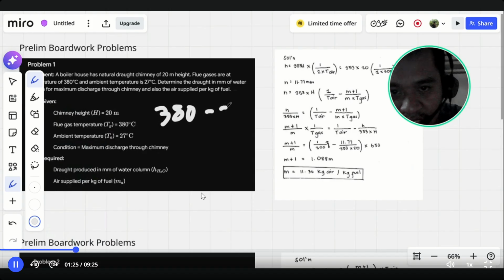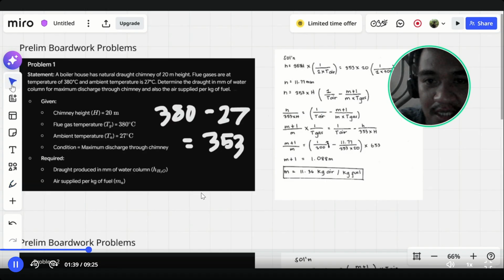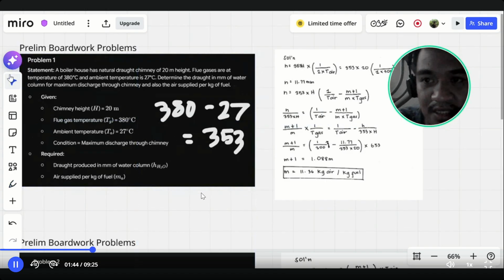so 380 minus 27 is equal to 353. So that's where we get the H. For the second part, this is a formula base.